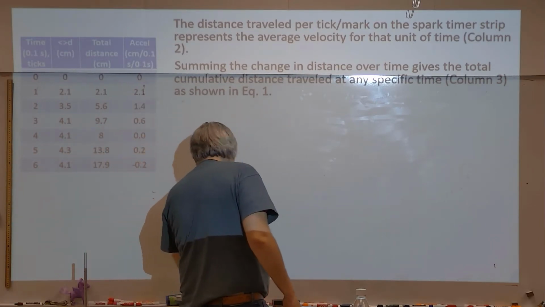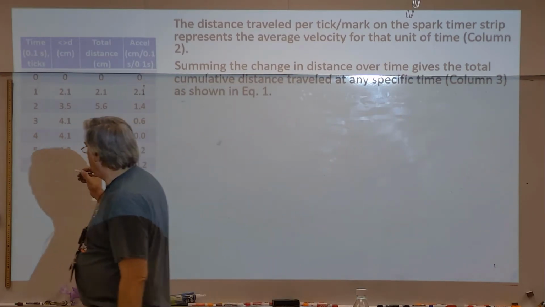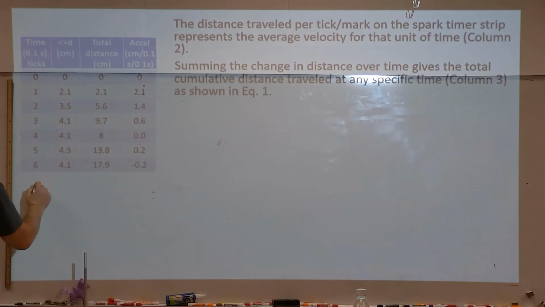So this says equation 1. So what does equation 1 look like? I can do, for point, let's see, I can label this equation 1.